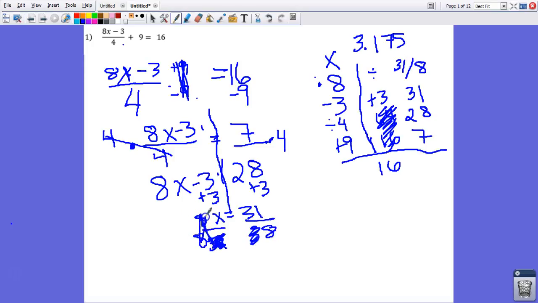Right, the 8's cancel over here. I hope you caught that before I even said anything. It would make me very proud. x is equal to 31 over 8. I ran out of room here. 31 over 8.